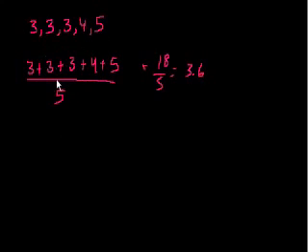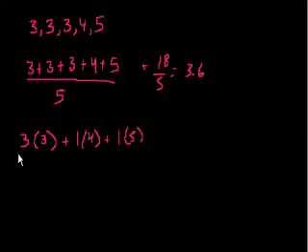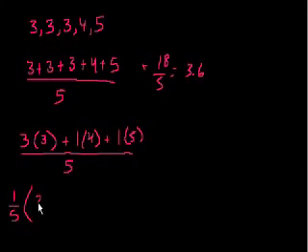If we just rearrange the math here a little bit, we could view it a slightly different way. How many 3's do we have? We have 3 3's, so we could view this as 3 times 3. How many 4's do we have? We have 1 4, so it's plus 1 times 4 plus 1 times 5, all of that divided by 5. This is the same thing, just a little basic number manipulation. This is the same thing as 1/5 times 3 times 3 plus 1 times 4 plus 1 times 5.